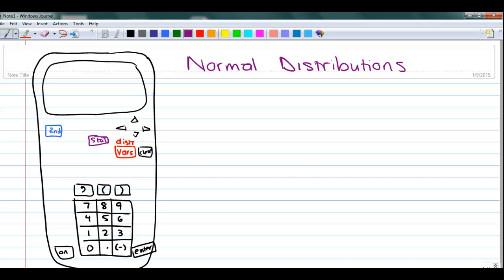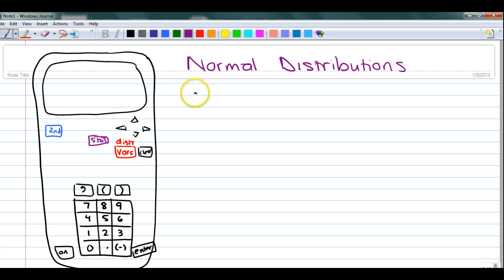Hello again. Hopefully you've been watching all these videos and you're familiar with all those buttons drawn on this silly diagram of a calculator off to the left. We're going to work on normal distributions.